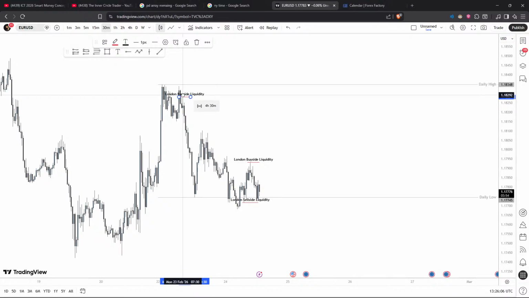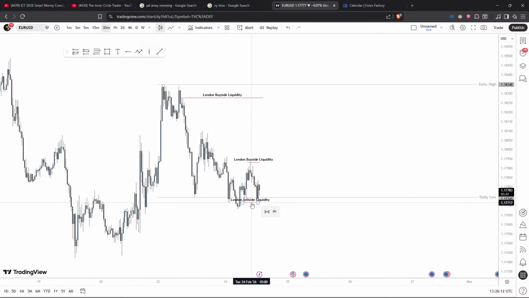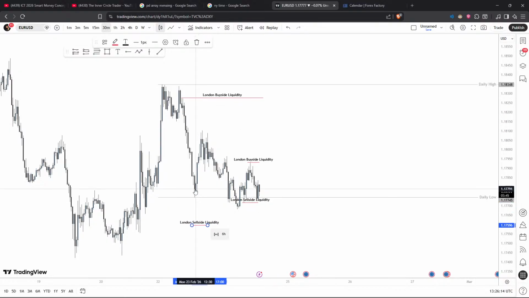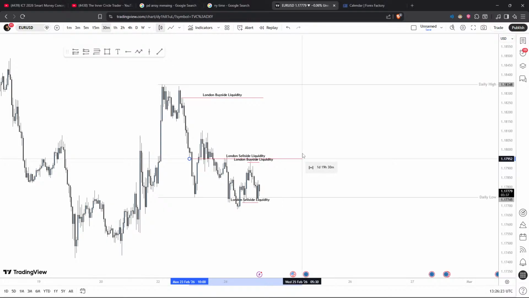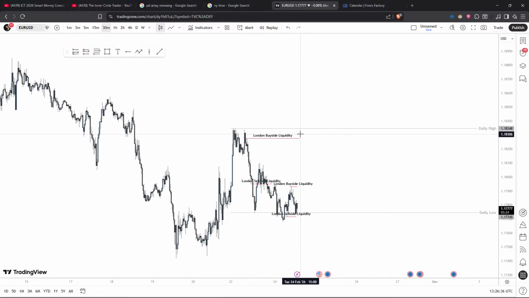There you go. Okay. And then sell side would have been... right. So we have London buy side intact here, and this daily high intact over here.